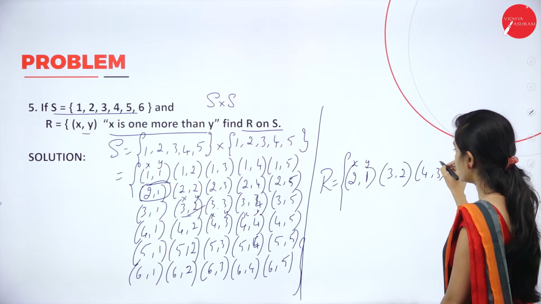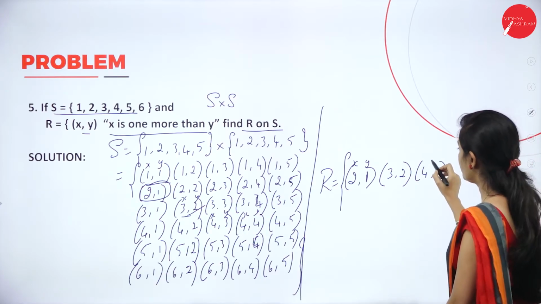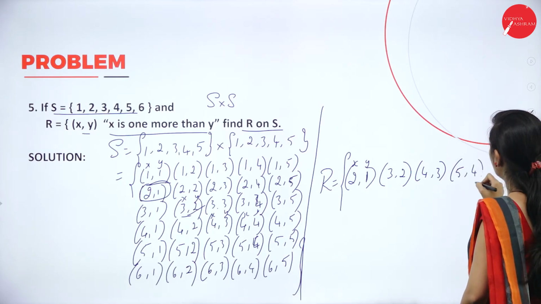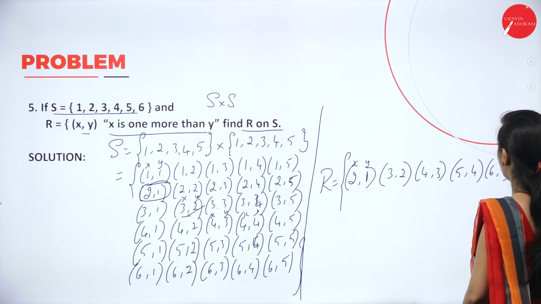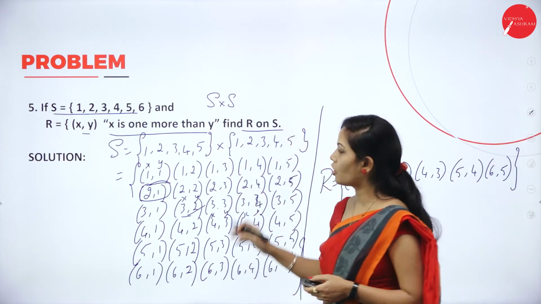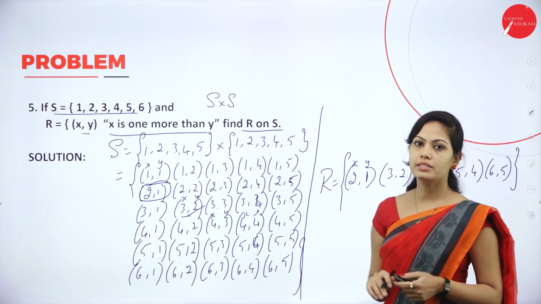So the X value is greater than Y. So the X value is 1 greater than the Y value. I will consider 5, 4 and 6, 5. So this is your relation. So first find out the ordered pairs, then you can find the relation.